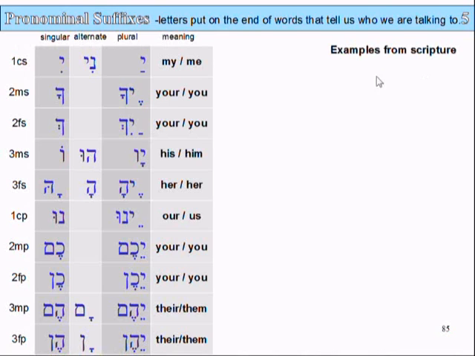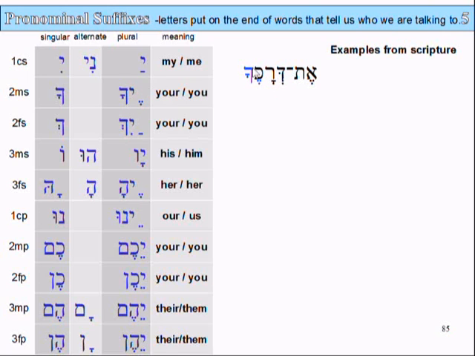So here's our table here, and see if you can match up the pronominal suffix here with the example in Scripture. The first one, et derachecha. Et is the sign of the direct object. It's just part of a larger sentence where we have a verb acting on a noun. In this case, the noun is derek, which means way, and derachecha means your ways.